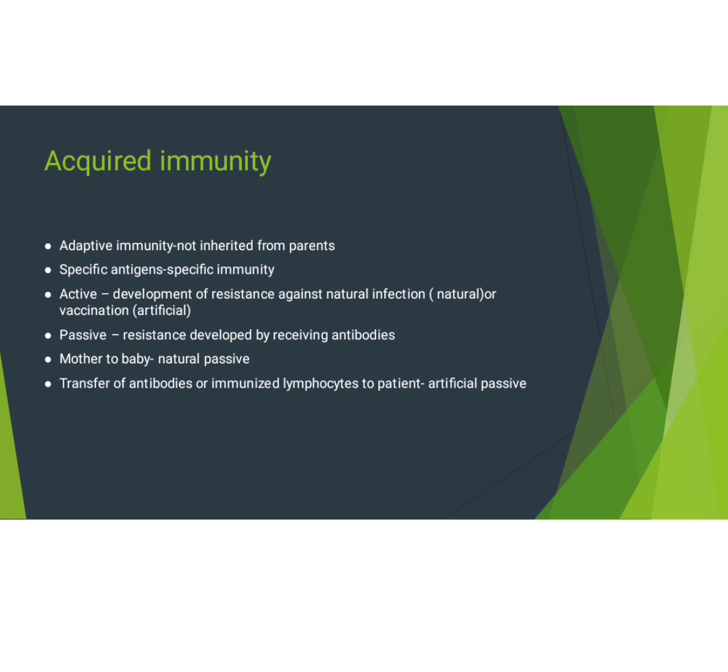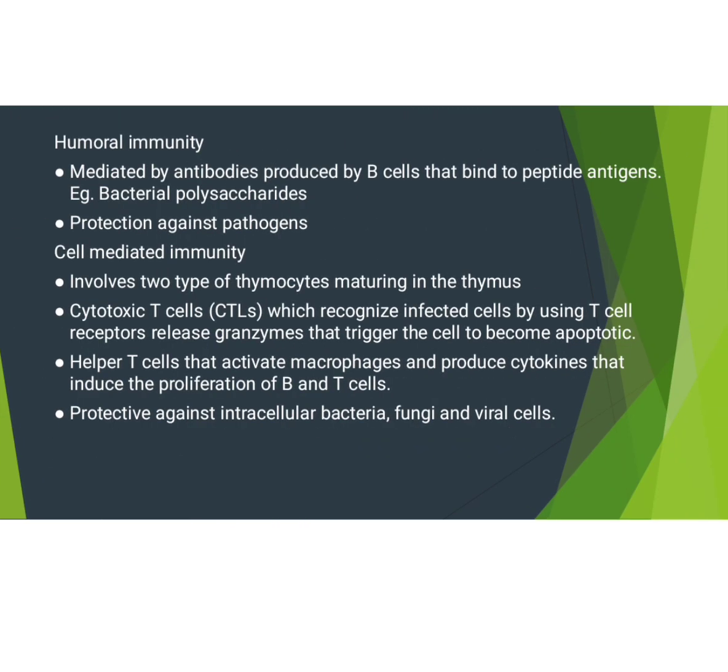So what is humoral immunity? It is of two types. One is humoral and the other is cell-mediated immunity. And what is humoral immunity? When a pathogen enters into our body, the B cells start producing antibodies against the specific antigens and thereby protecting against the pathogens. That is called humoral immunity.